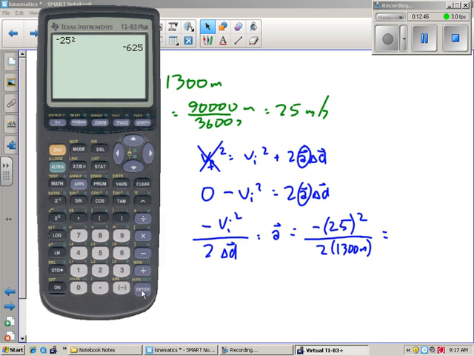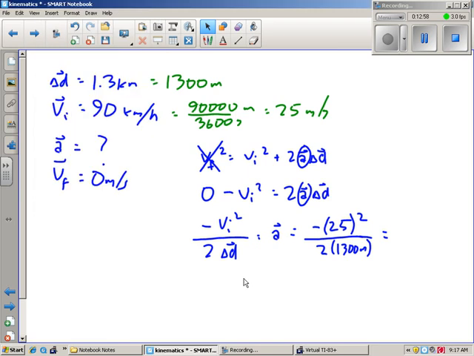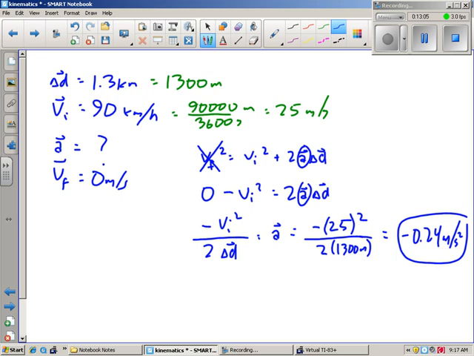Let's press equals. Let's divide that by, let's use some brackets outside of everything. 2 times 1,300. We end up getting negative 0.24. Should it be a negative value? Why? Yeah, it's slowing down.